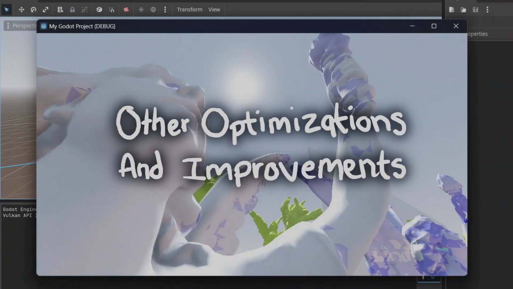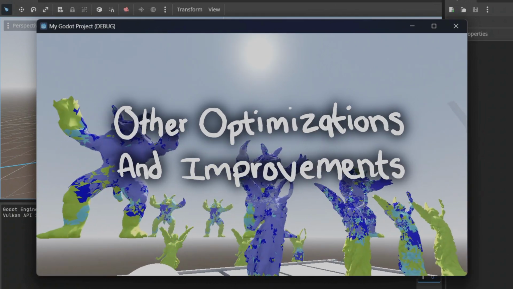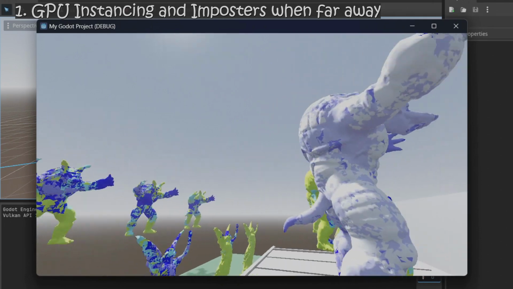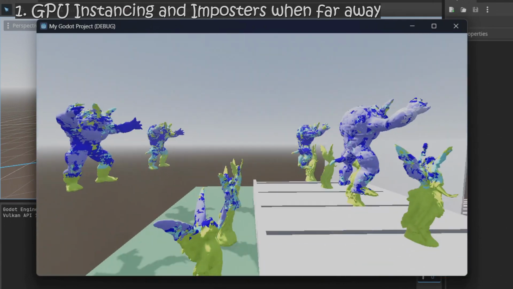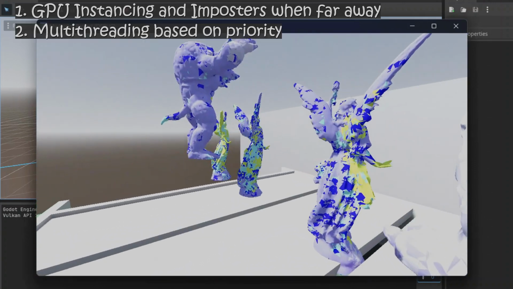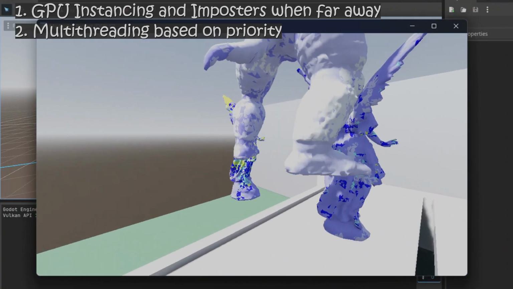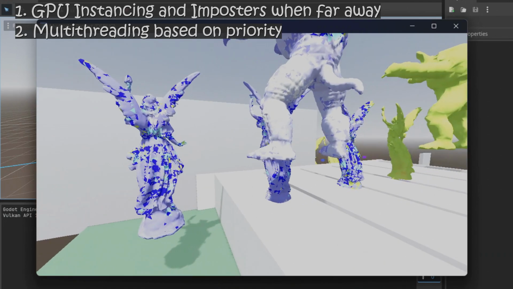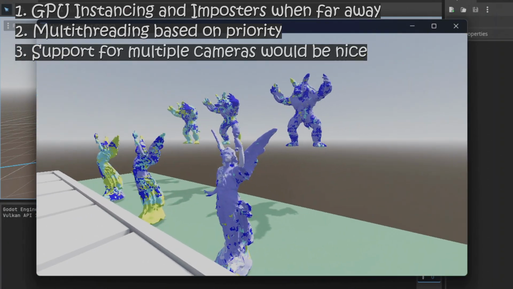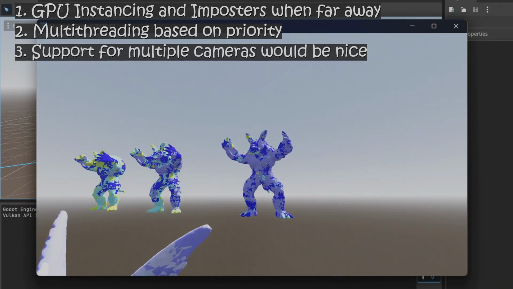With all that explained, I have come up with a list of things, both simple and complicated, that could be improved. For objects too far away, we could switch to GPU instancing with the lowest detailed LOD or using imposters. I could use multiple threads to divide the work between objects that are close versus far away. Objects that are close to the camera would have a higher priority. The LOD system only works with one camera, and it would be nice to have support for multiple cameras.